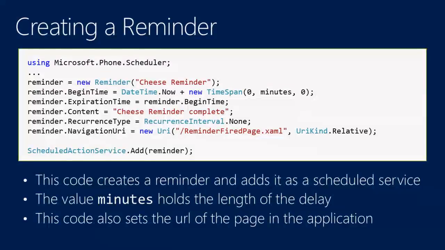But what you do here is basically you give it the URI of the page to hit. And then when they touch on the reminder, if they do that, because they could ignore it, then that's the page they go to. And you add this to the service, to your reminder object, which you've created and set up. You bang it on the end of the action service, and then off it goes.